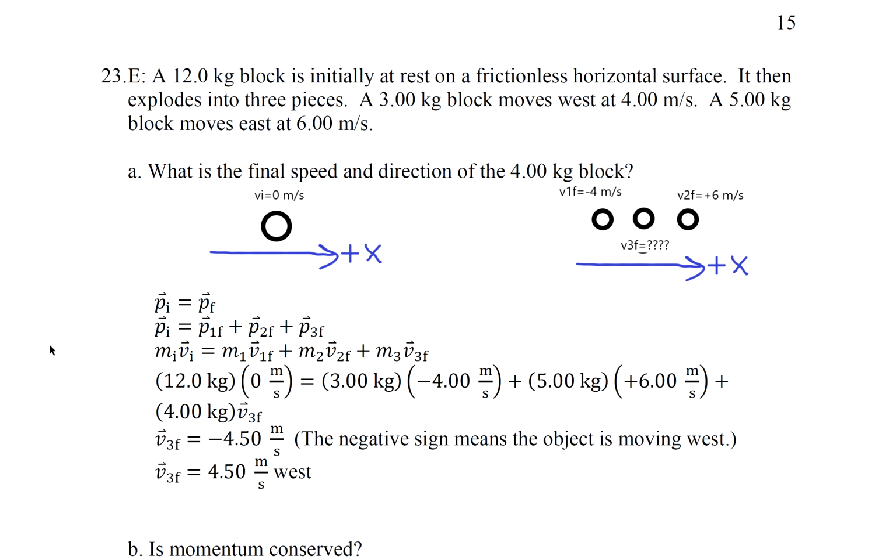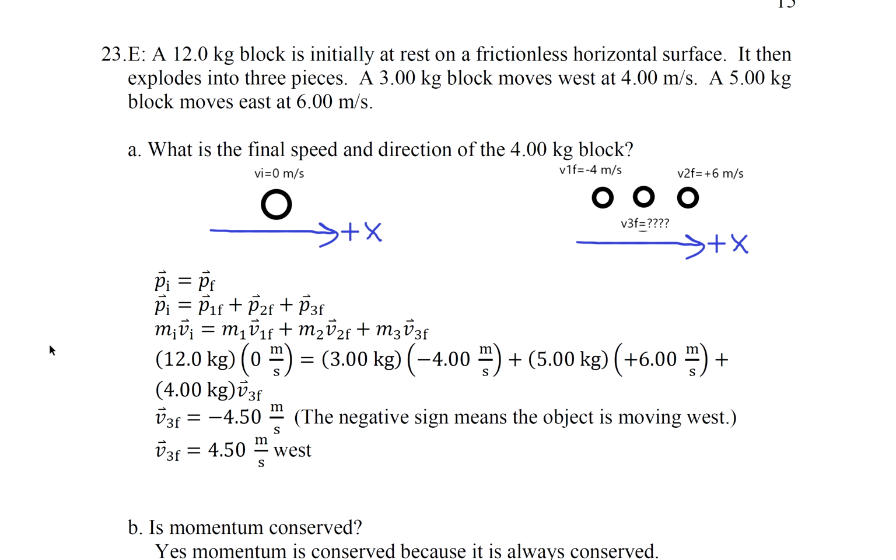Question 23. A 12 kilogram block is initially at rest on a frictionless horizontal surface. It then explodes into three pieces. So a 3 kilogram block moves west at 4 meters per second. A 5 kilogram block moves east at 6 meters per second. What's the final speed and direction of the 4 kilogram block?